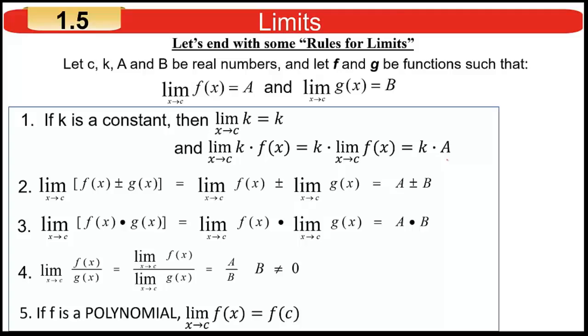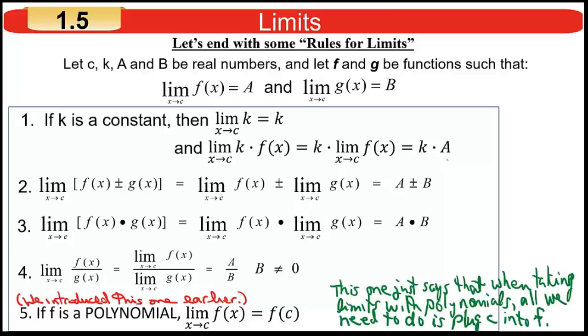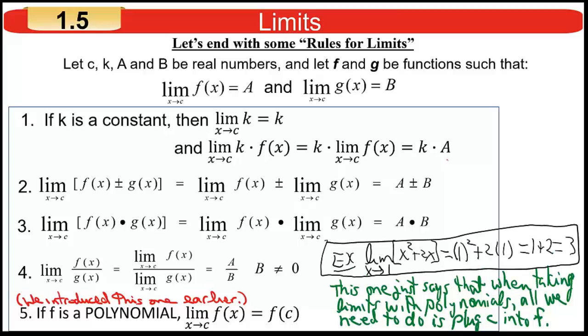And I'll throw in the one about polynomials that I did earlier. If f is a polynomial, then all you've got to do is plug c in. If you plug the value x is approaching into the function for a polynomial, you get the answer. So you always like dealing with limits involving polynomial functions because all you do is plug in. So if I ask you to find the limit of x squared plus 2x as x approaches 1, all you've got to do is plug 1 in and get an answer of 3.